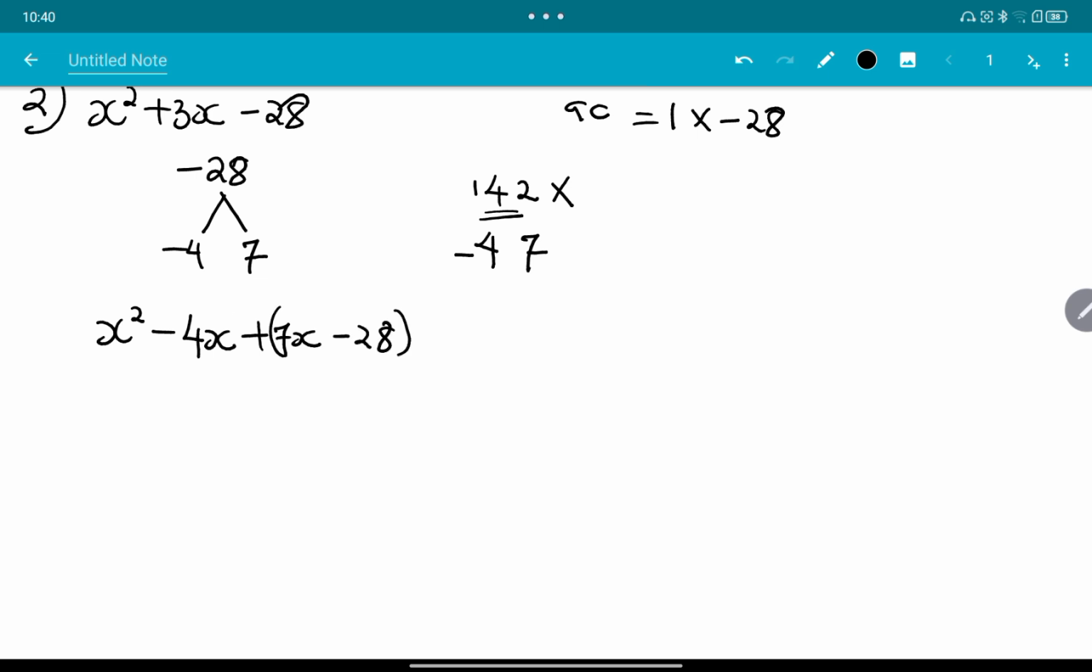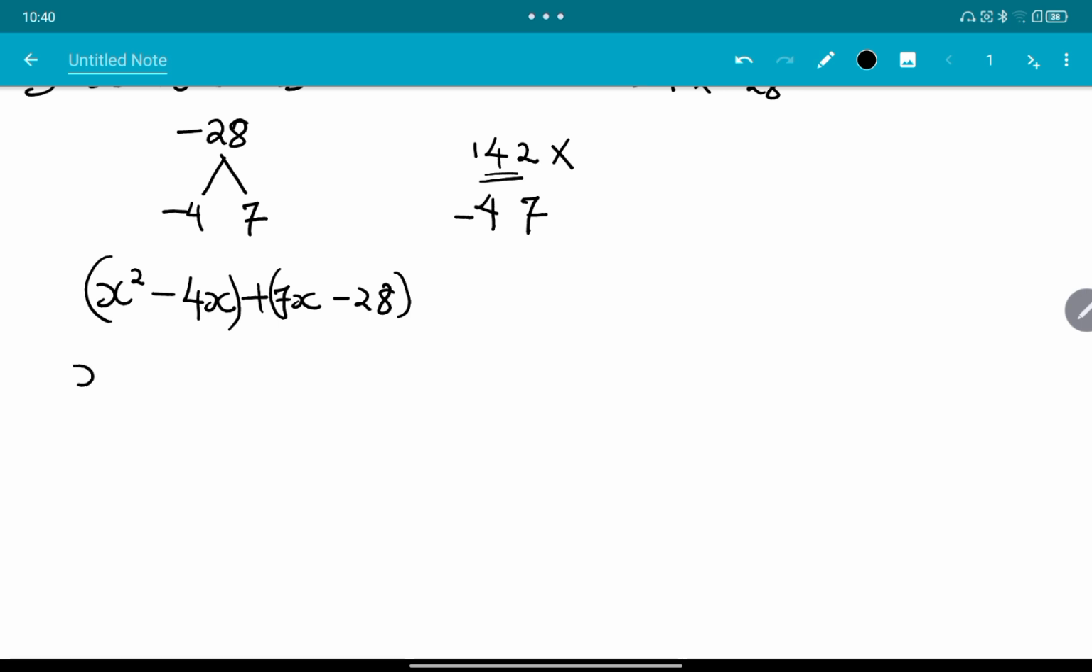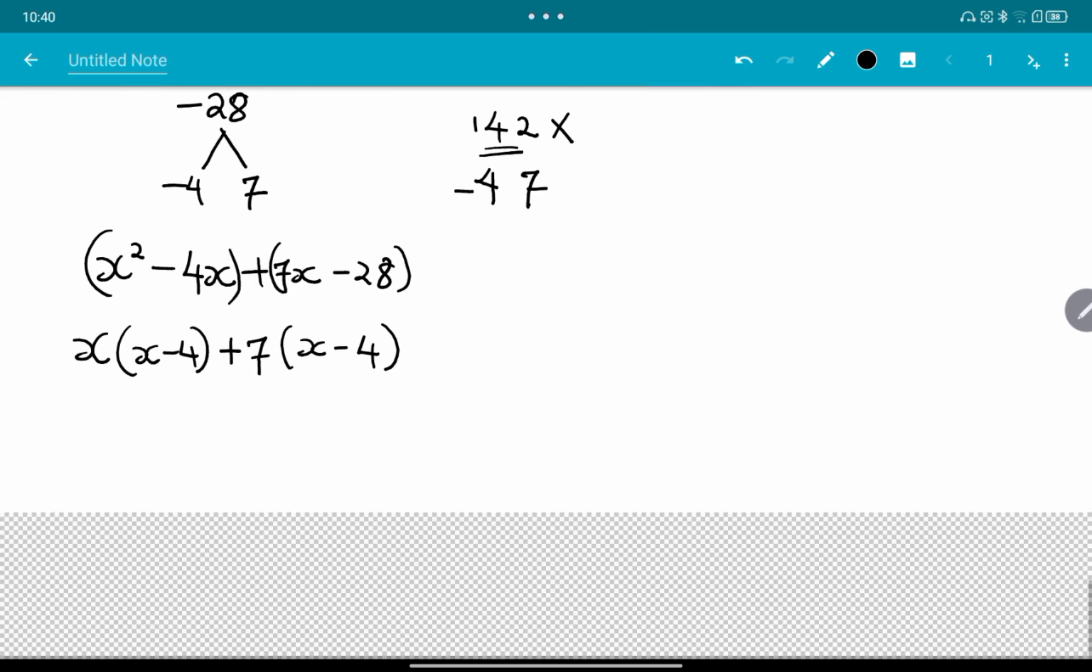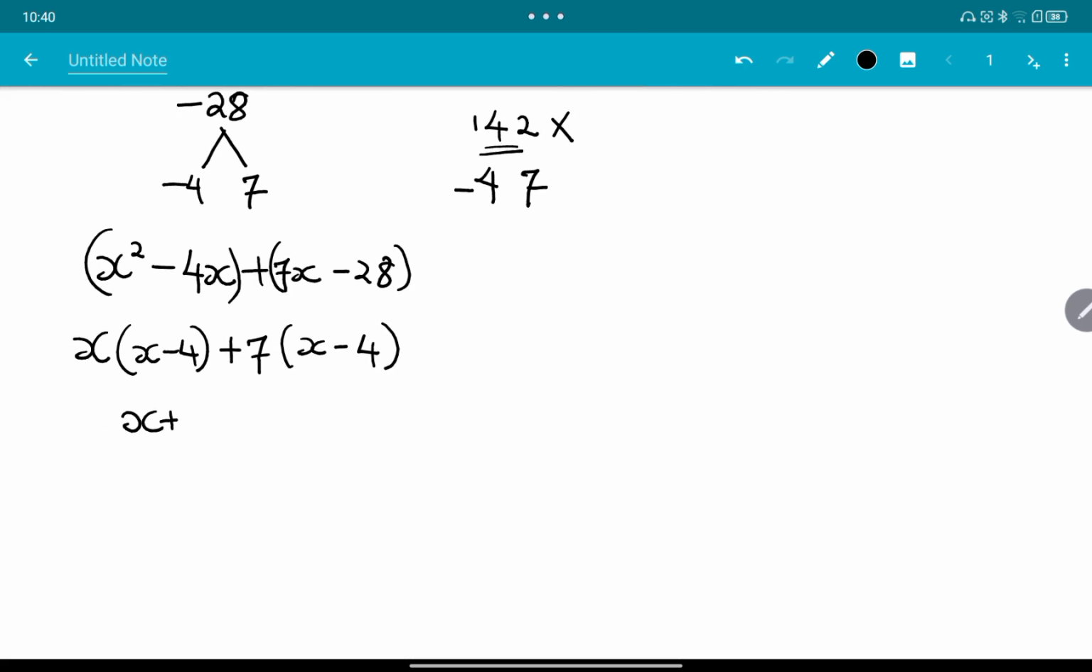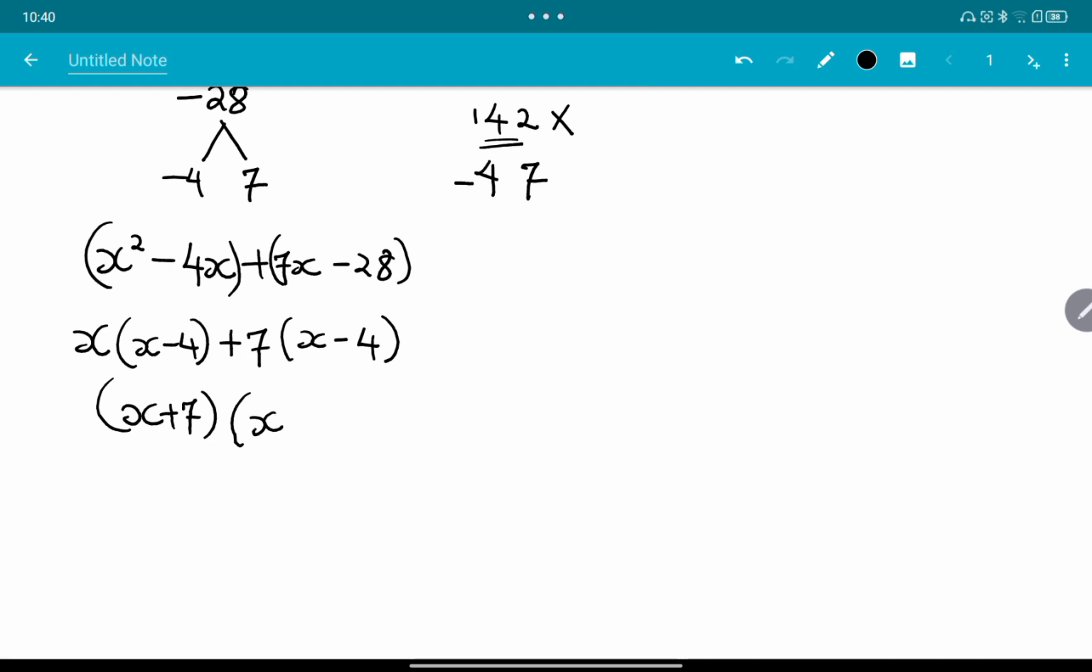Do the same thing, group them into 2. So we'll have x in the first bracket, which is x minus 4, plus the common factor in the second bracket, which is 7, and we remain with x minus 4. The factors outside the brackets, we put them in one bracket, x plus 7. Then since the other two are similar, we only pick one of them, and we've factorized that.